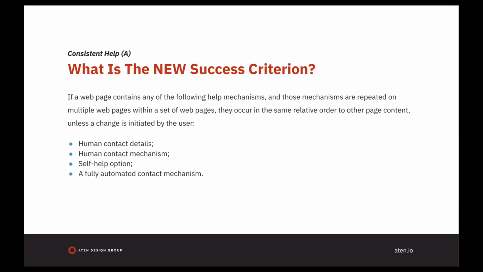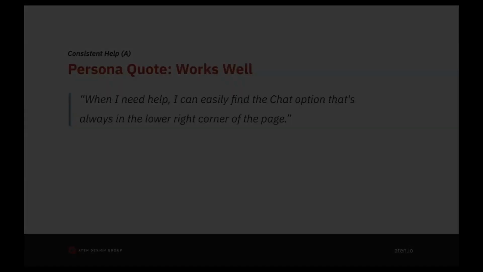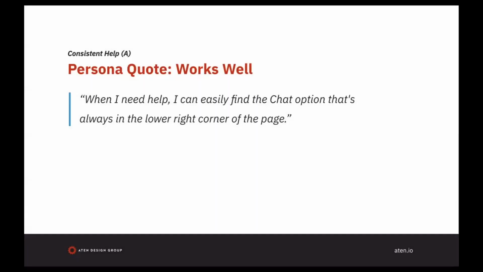This one, in general, I feel like shouldn't be a huge change for you, as consistency, as I mentioned, is important to design and usability already. So if you have any of these on your site and you're having them professionally designed, then this is probably already in place. But a problematic quote that we may hear is something like, whenever I use this online app to schedule my medical appointments, I can't remember what to do at each step. I've seen chat options in some places or some pages, but I can't find it now. And of course, we want to hear something like, when I need help, I can easily find the chat option that's always in the lower right-hand corner of the page.